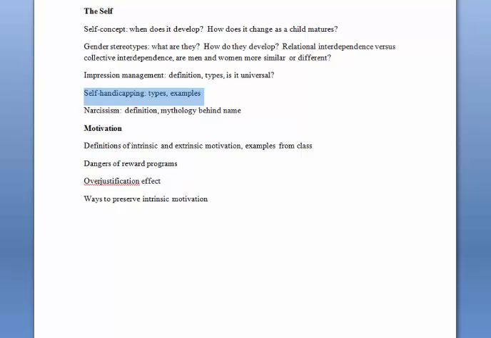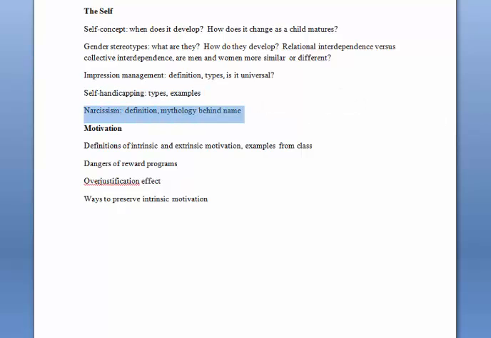This can be actual self-handicapping, like staying out all night drinking the night before a test, where if you know you're not going to do well on the test, you can say, well, I would have done well except I was out all night drinking, and so you have an excuse. Or it could just be reported self-handicapping, where you tell everyone you were out drinking even if you weren't. That way, if you don't do well on the test, you have a built-in excuse.